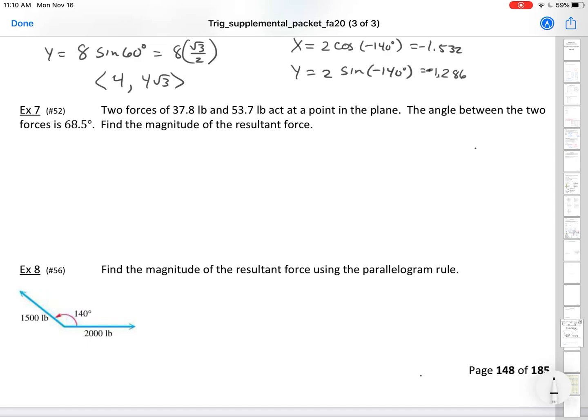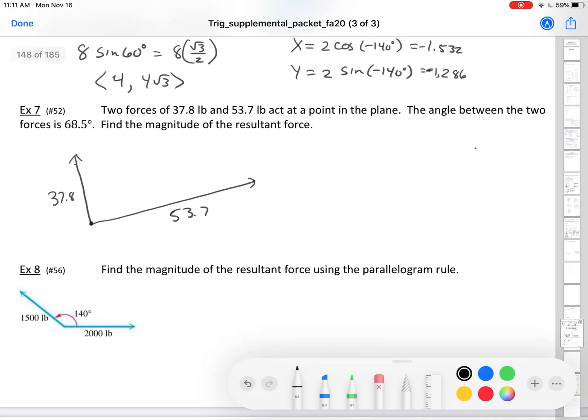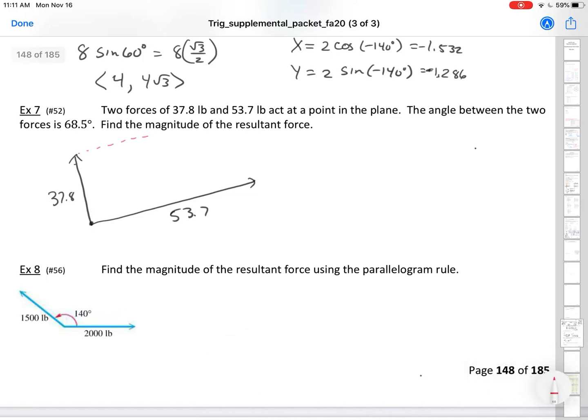let's draw it. So you're going to draw two forces, and I'm just trying to draw it as best as I can. This is 37.8, and this force right here is 53.7. So if you remember, we used that word resultant before. That was the addition of the two. So the best way to handle this problem is to use the parallelogram rule.